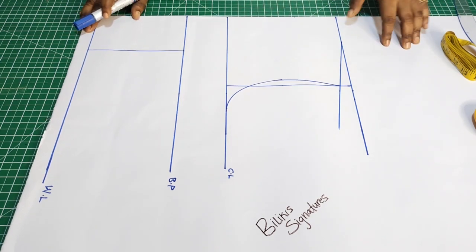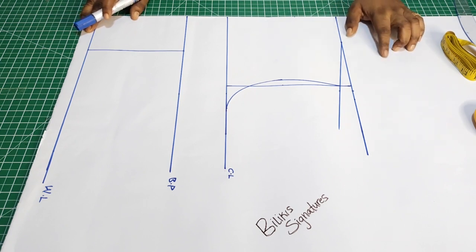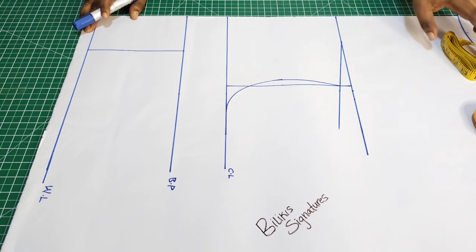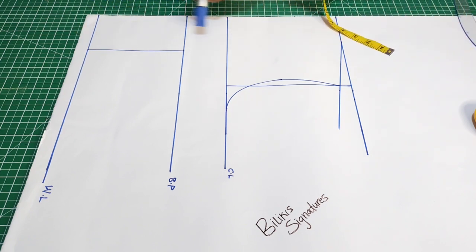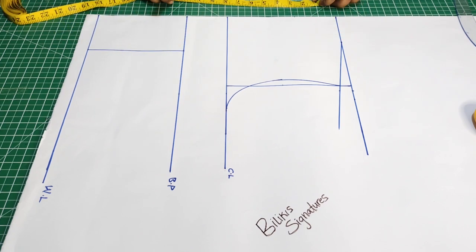So what do you need? You need your basic bodice pattern, and please, if you have not watched the video on how to draft the updated basic bodice pattern, I will put that in the description box below. You need to watch it. I made it so detailed. So here I have a replica of that.